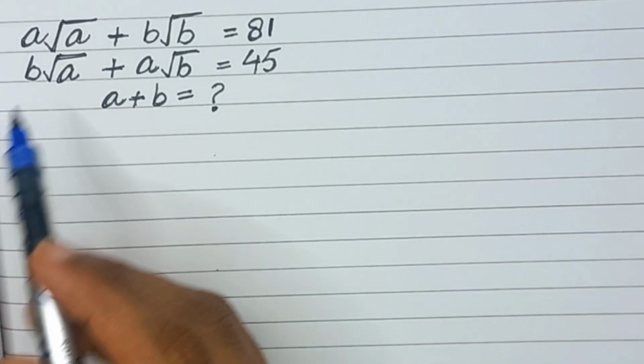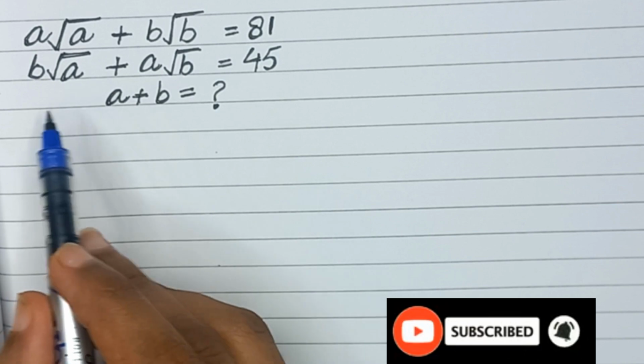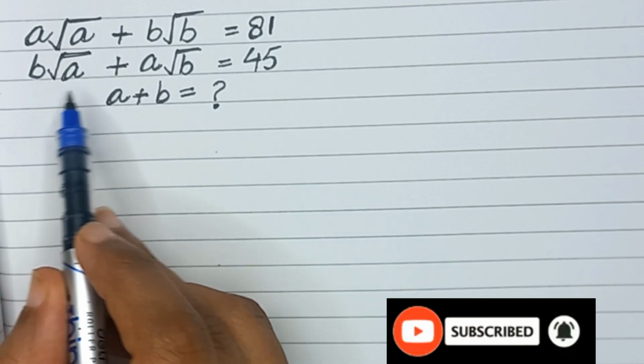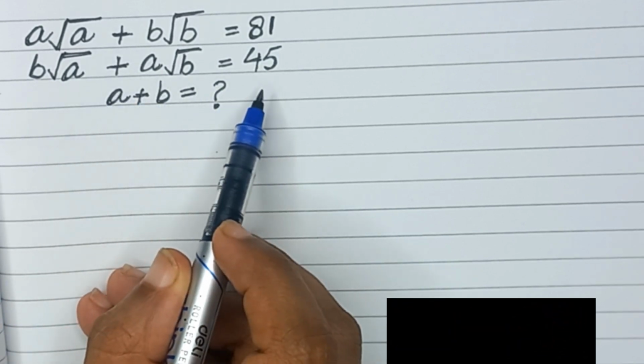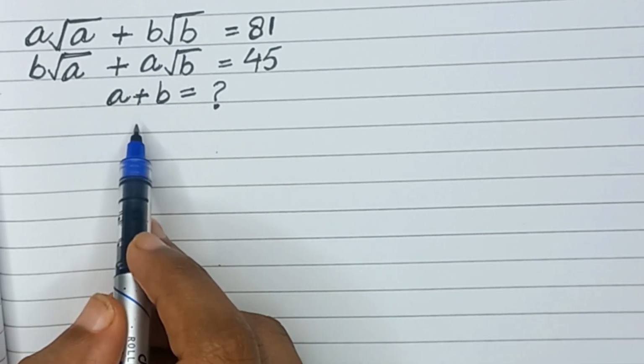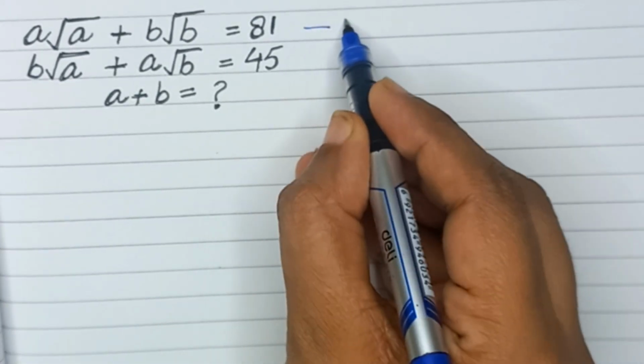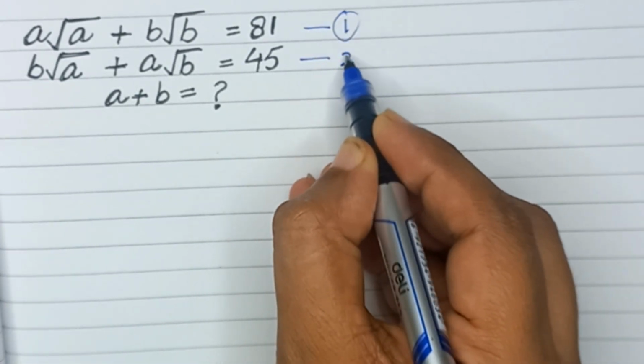Today I have a question: a square root of a plus b square root of b is equal to 81, and b square root of a plus a square root of b is equal to 45, and from these two equations we have to find the value of a plus b. So first of all we will name them equation number 1 and equation number 2.